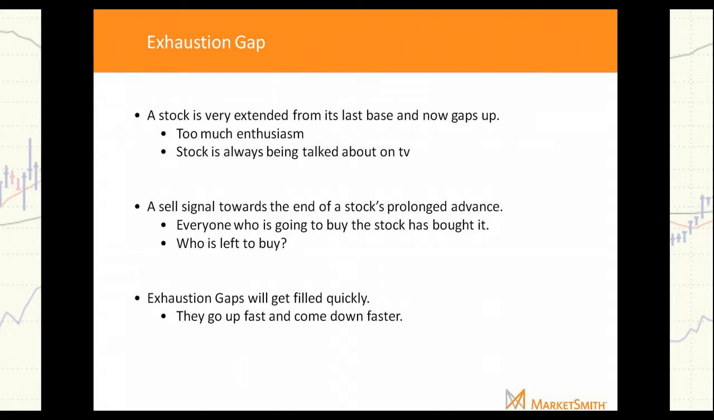Now, the reason why I'm going through all of this is because continuation gaps are so difficult to distinguish from an exhaustion gap in real time. Now, an exhaustion gap is very extended, kind of like what we were seeing in that continuation gap. And with an exhaustion gap, once again, there's too much enthusiasm, and guess what? Probably it's being talked about a lot on TV, or you're seeing it on the magazines. Now, this is a sell signal at this point. In fact, even with the continuation gap, if I was in it, I'd probably start selling some of it or protect myself and put a stop below the low of that.